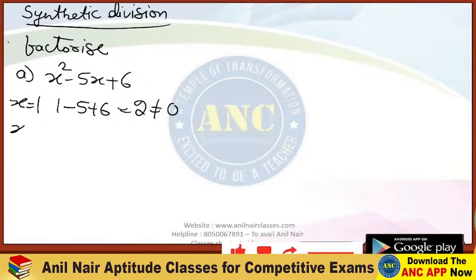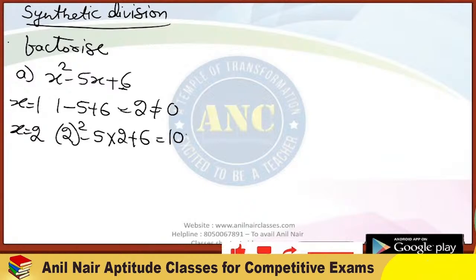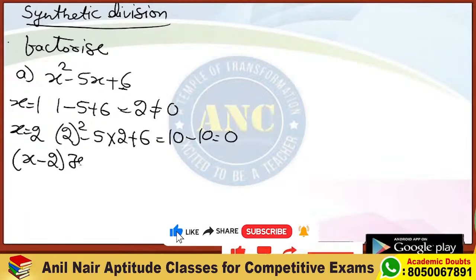Then take x equivalent to 2. I am taking the factors of the constant. x equivalent to 2: 2 square minus 5 into 2 plus 6. 4 plus 6, 10. 10 minus 10, it is equivalent to 0. That means x minus 2 is a factor.